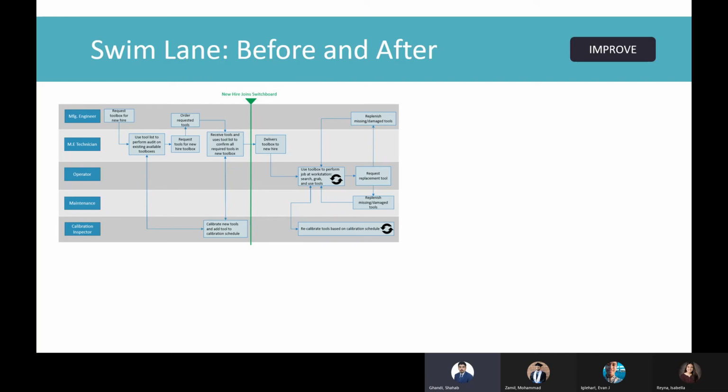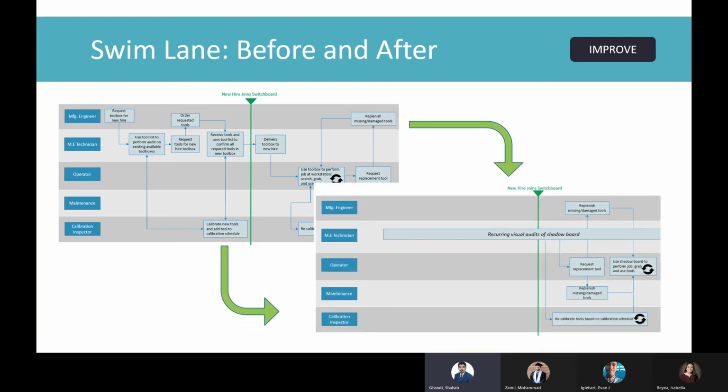However, in the new process, all of these steps are eliminated since toolboxes will be replaced with shadow boards, and the new process will only include an ongoing visual audit of boards to ensure that they satisfy the requirements, which we'll be talking about later.